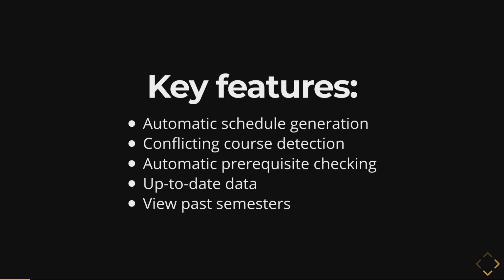We also can check if you meet the prerequisites for a given course. You can either manually enter which courses you've taken, or if you upload a copy of your transcript, then it will be able to figure it out from there. The data is always up to date within an hour or two. And you can always view past semesters. We have all the scheduling info going back to fall 2007.